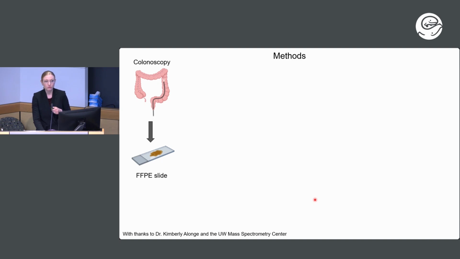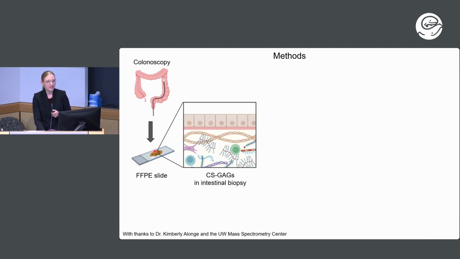So in GI, we're really fortunate to have access to lots of intestinal samples taken from biopsies at colonoscopy or endoscopy. So I was able to take formalin-fixed, paraffin-embedded, or FFPE tissue mounted on a slide. Remember that these biopsies have CS GAGs in them in the lamina propria. So our biopsies are relatively superficial. We don't go super deep. We take them with small little biopsy forceps at the time of scope, but we're able to capture the lamina propria quite nicely when we take those biopsies.